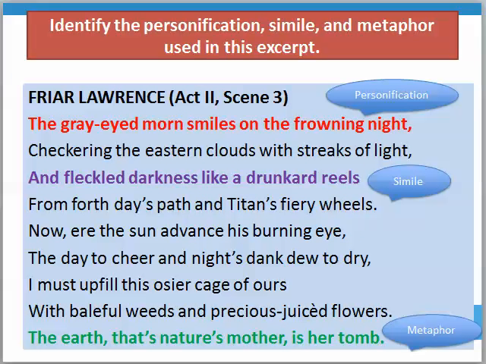And now we can see where it's identified. Our first line in this text is a personification. The gray-eyed morn smiles on the frowning night. So it's giving characteristics to the morning, saying the morning smiles. Our next example in purple is the simile, and it says, a fleckled darkness like a drunkard reels. So we're making a comparison using like or as. And our last example in green is a metaphor. The earth, that's nature's mother, is her tomb. So it's comparing the earth to being a tomb.